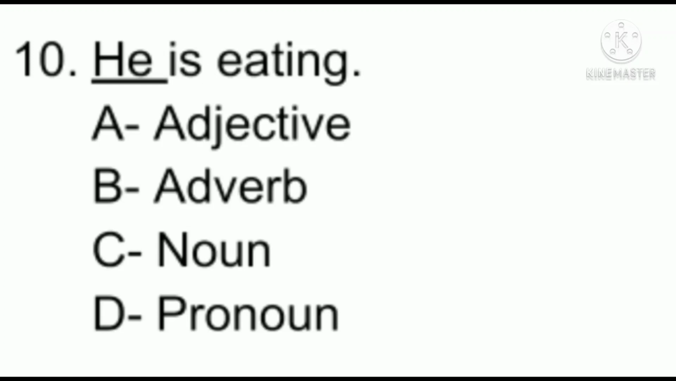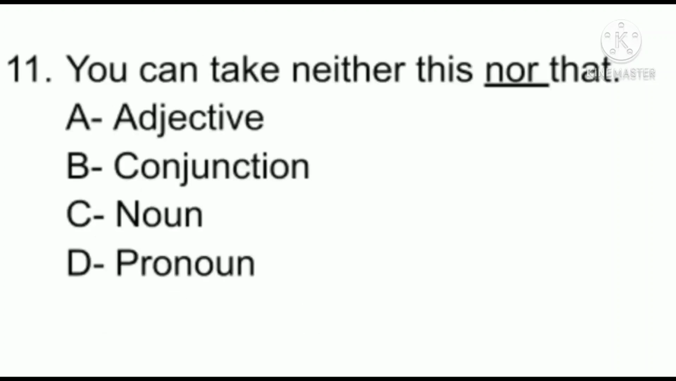Okay, now let's get into next question, that is 11th question. You can take either this, not this. Here the underlined word is nor and the options are A. Adjective, B. Conjunction, C. Noun, and lastly D. Pronoun. And you have to write this answer within 10 seconds. Complete it fast.